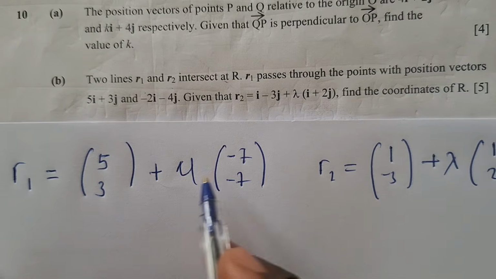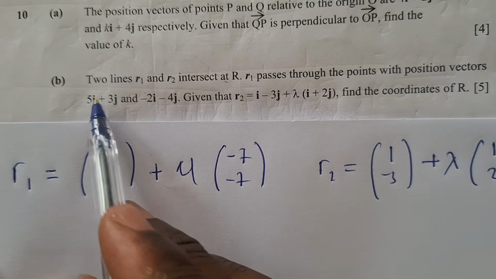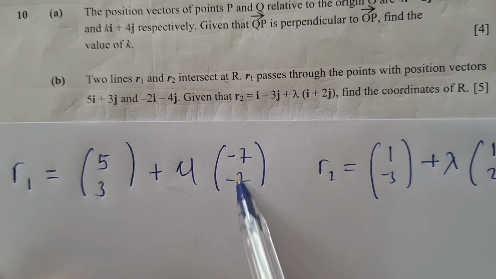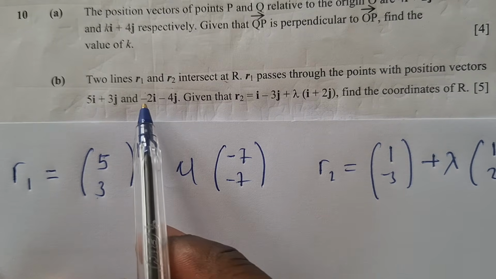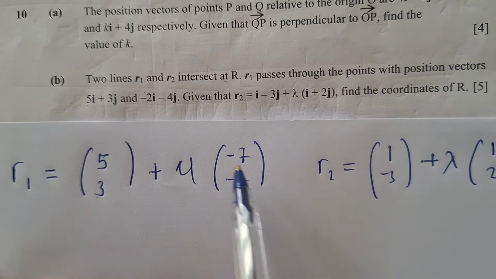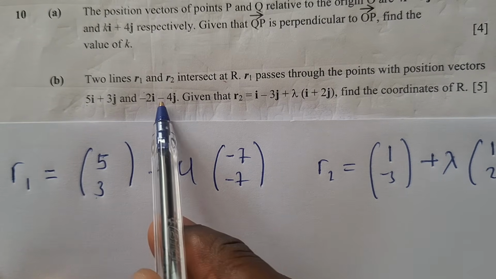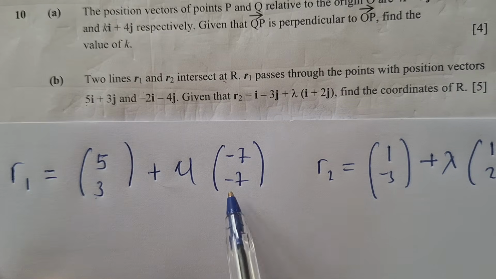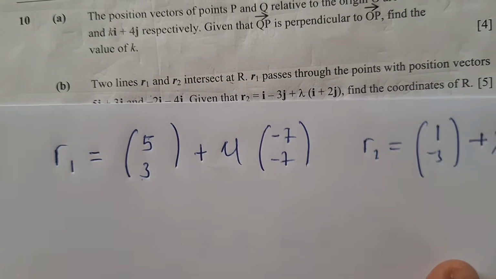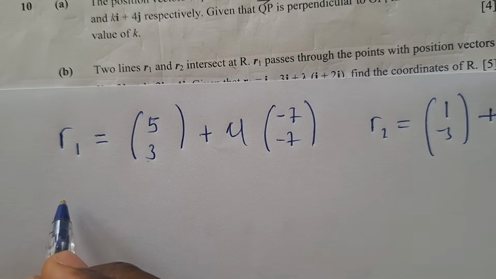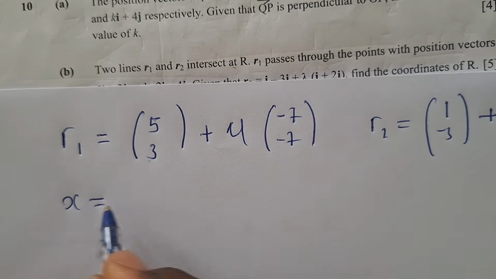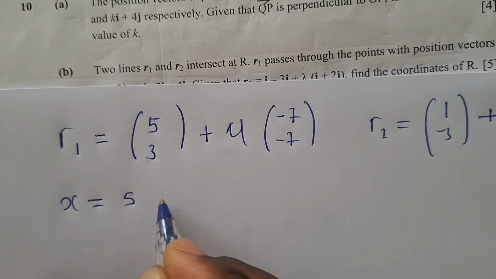So how did I find this? I just got these two, put them here, they are position vectors. And then for the direction vectors, I was just getting the difference: negative 2 minus 5, it's negative 7. Negative 4 minus 3, it's negative 7, just like that. So once you get these, you can now come up with your equation. You do some parametrics here. This is how it's going to be.